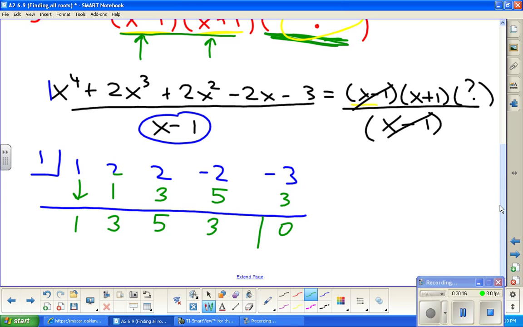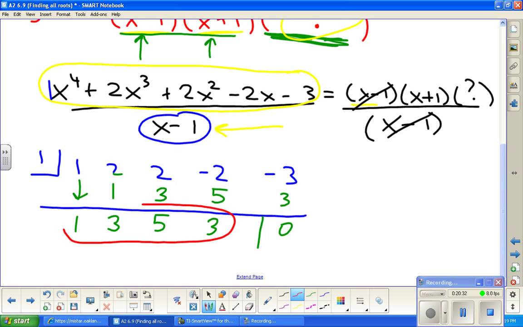So what I did was I took our big g of x and I divided one of the factors out of it. Okay, we started with the 4th degree. Our synthetic answer is the coefficients of a 3rd degree. So that's x to the 3rd plus 3x squared plus 5x plus 3.